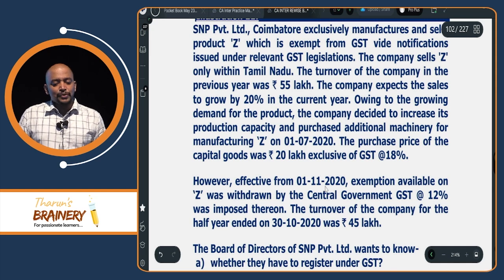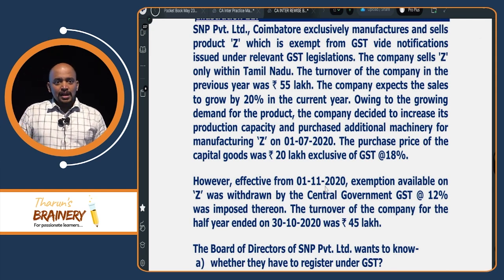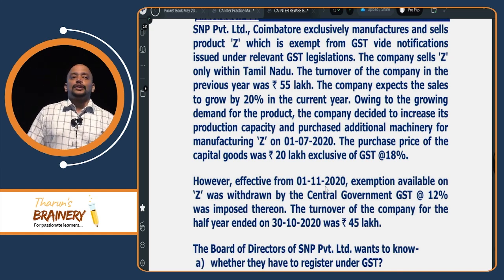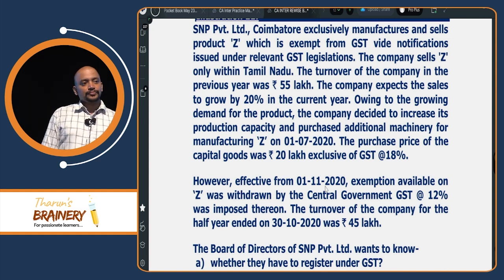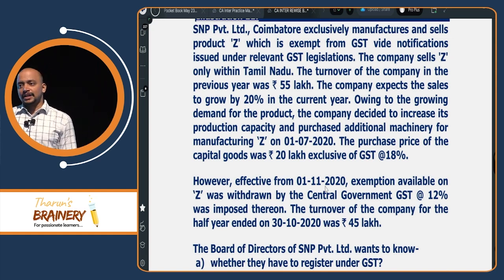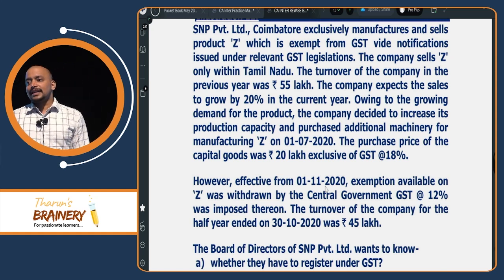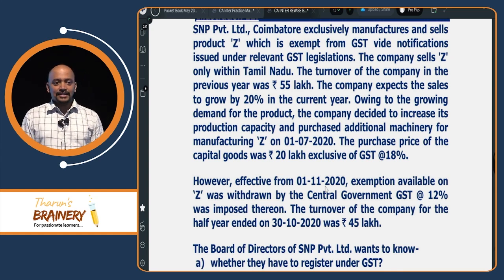1/11. So, 1/7 to 1/11, how many quarters? July, August, September and October, November, December, 2 quarters. So, how much is the capital goods? 20 lakhs. 20 lakhs into 18%. 3,60,000. 3,60,000 minus 10%. Okay. 36,000 should be reduced. So, remaining they can take as ITC. So, can you tell me what is the mistake in this?